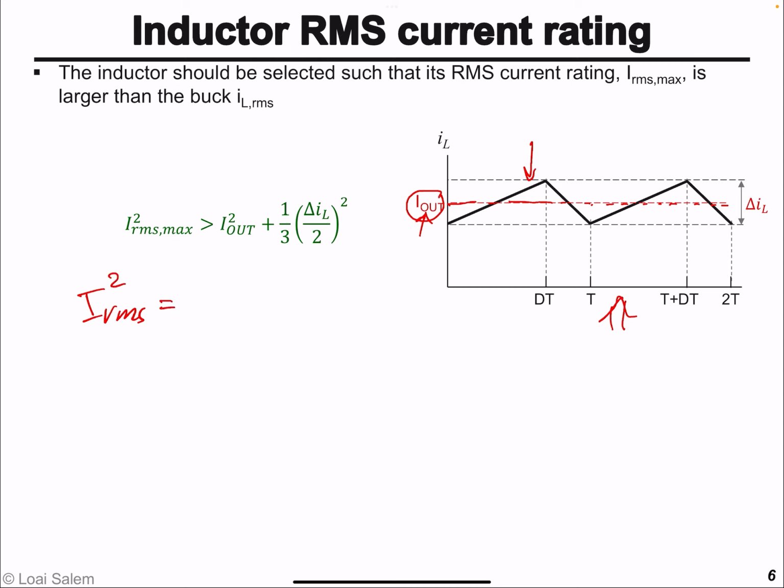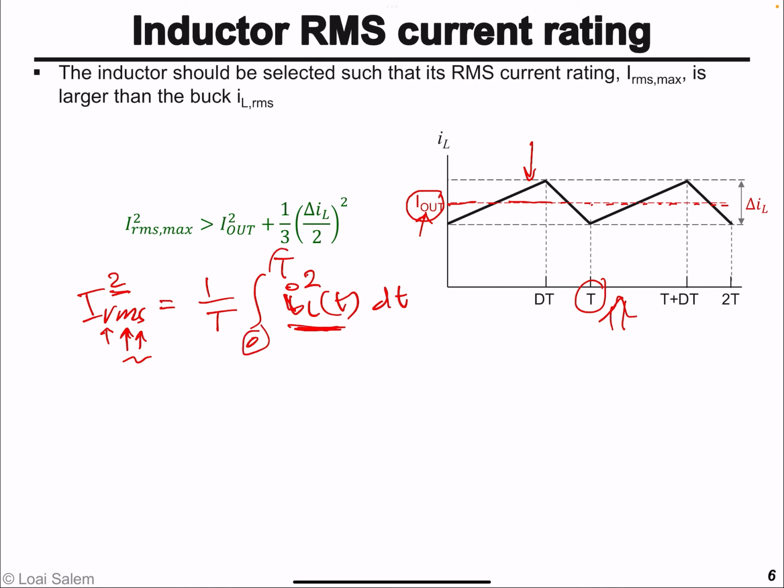So essentially the RMS current value of the inductor is the root mean square. If we take the square of that value, we are looking for the mean square. The average is 1 over T, integral from 0 to T, where T is the cycle time, of the inductor current squared dt. So essentially we integrate the square value of the inductor current over a complete cycle from 0 to T, and then divide by the cycle time T. This will give us the RMS current square.